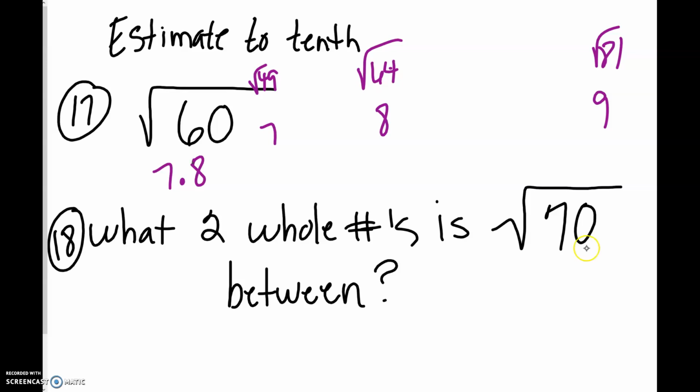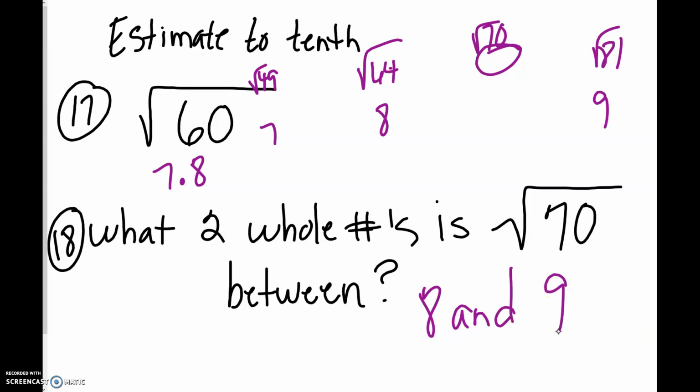All right, 70. It looks like I already did that one because 70 is going to fit between, it's going to be in here, square root of 70. So that's between 8 and 9.